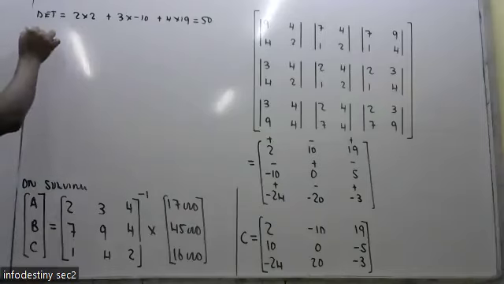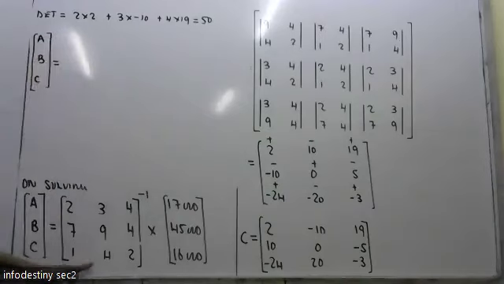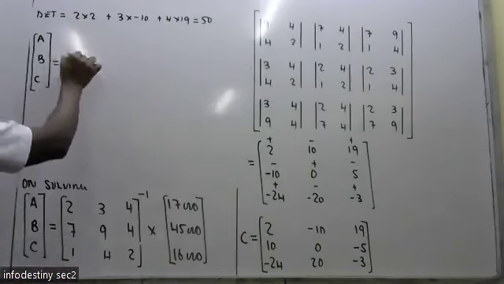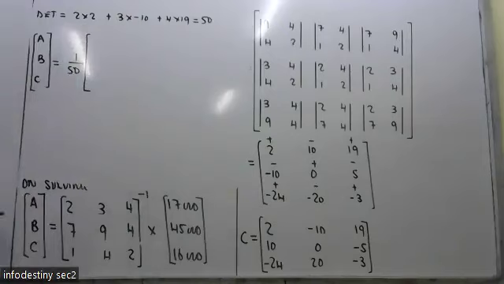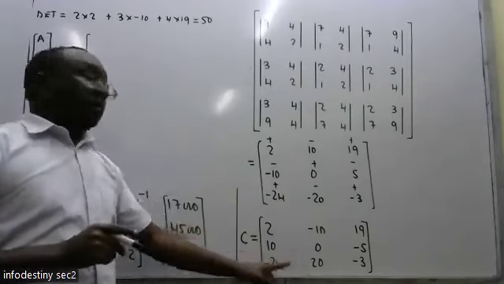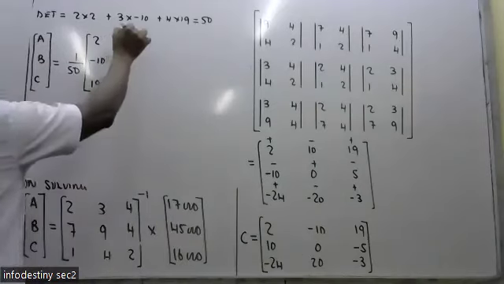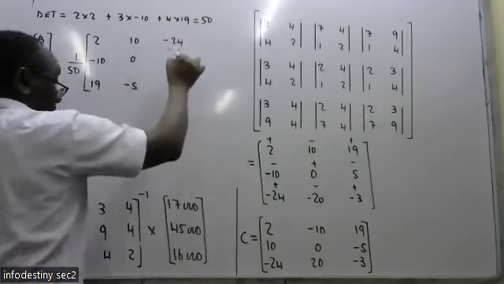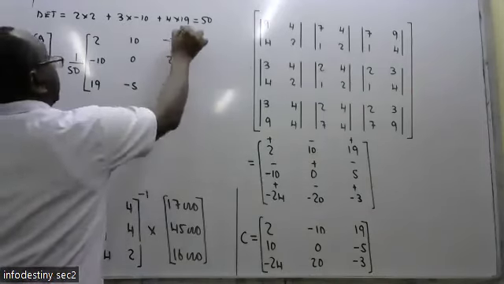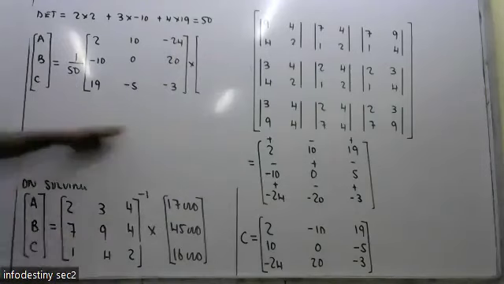Sasa from there, tutarudi hapa kwa A, B, C. Remember we were looking for the inverse. Sasa tuko na kila kitu we require for the inverse. And tulisema inverse is given as 1 out of the determinant multiplied by the adjoint. Now adjoint, it is the cofactor transposed. Tuko na cofactor. So we transpose it so that we have 2 minus 10 and 19. Then we have 10, 0, and minus 5. Then we have minus 24, 20, and minus 3. Sasa tumerudi hapa. That is now the inverse.